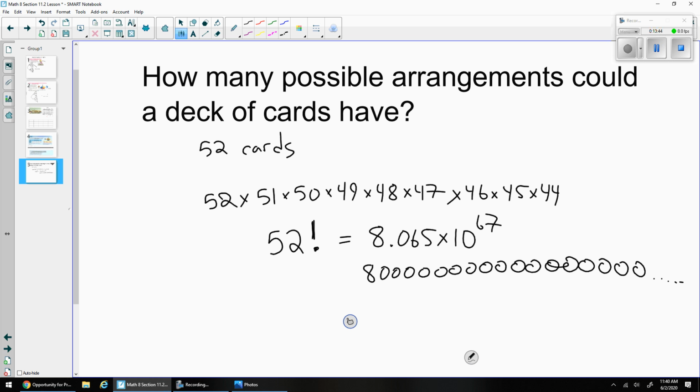Anyways, you just have to multiply possible outcomes. Oh, I'm trying to go back. It's not working. Multiply possible outcomes, find the total possible number of outcomes. That is it.